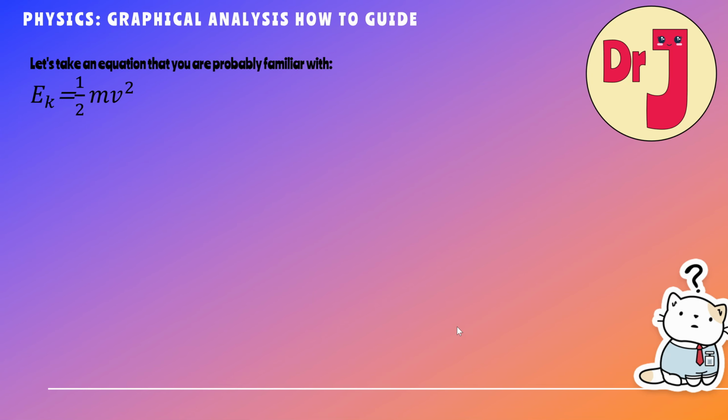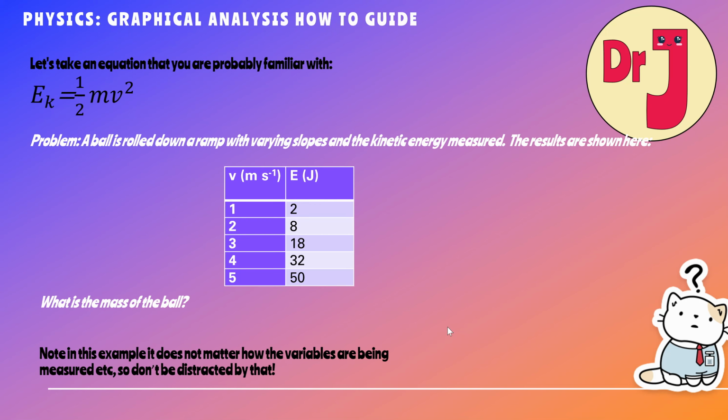So let's take a really simple equation that you are probably familiar with. So kinetic energy equals a half mv squared. And our problem is a ball is rolled down a ramp of varying slopes, and the kinetic energy is measured. The results are shown here. So I've got our velocity in meters per second, and we've got energy in joules, and these are the numbers we're given. And the question is, what is the mass of the ball?